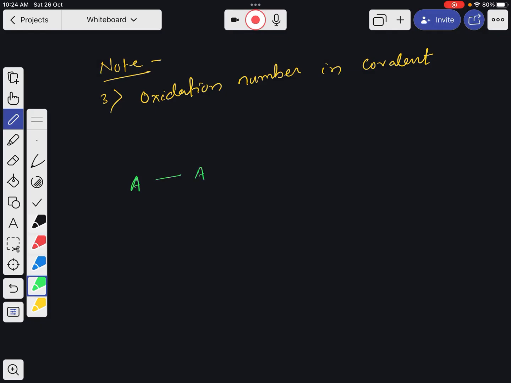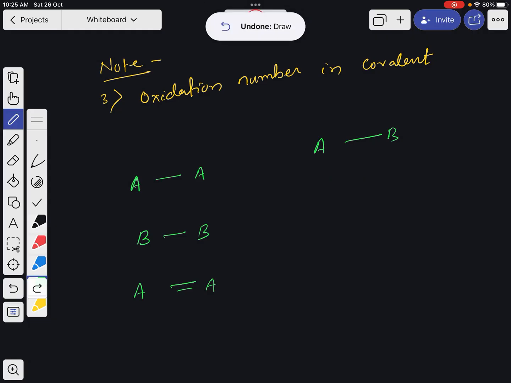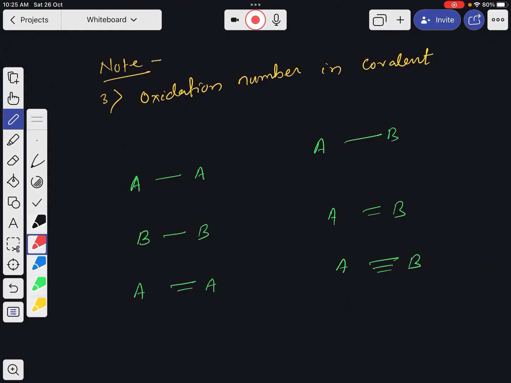Atom A, there is a bond between atom A and atom B. If there is a double bond, no issue. There is a single bond between A and B, there is a double bond between A and B, and there is a triple bond between A and B. Three bonds are present. Okay, and let us assume the electronegativity of A is greater than B.